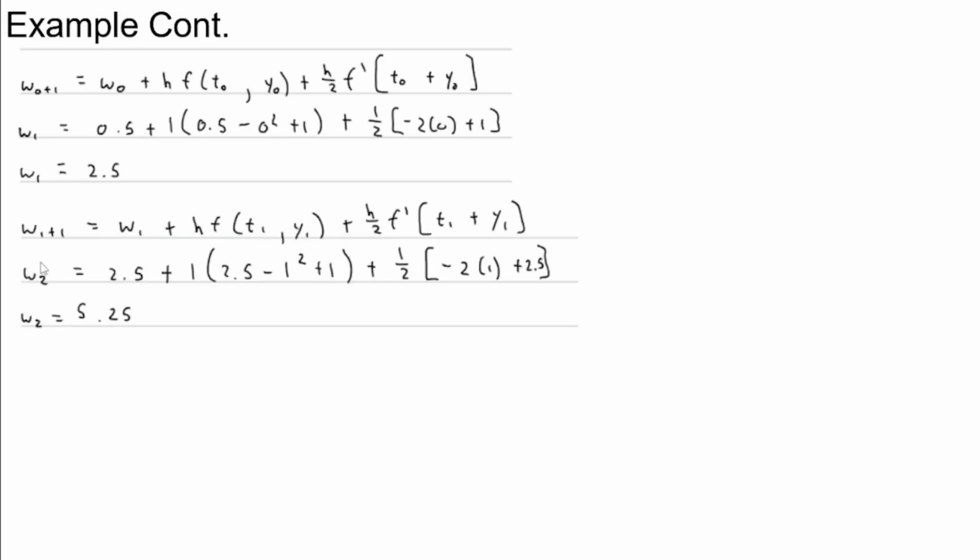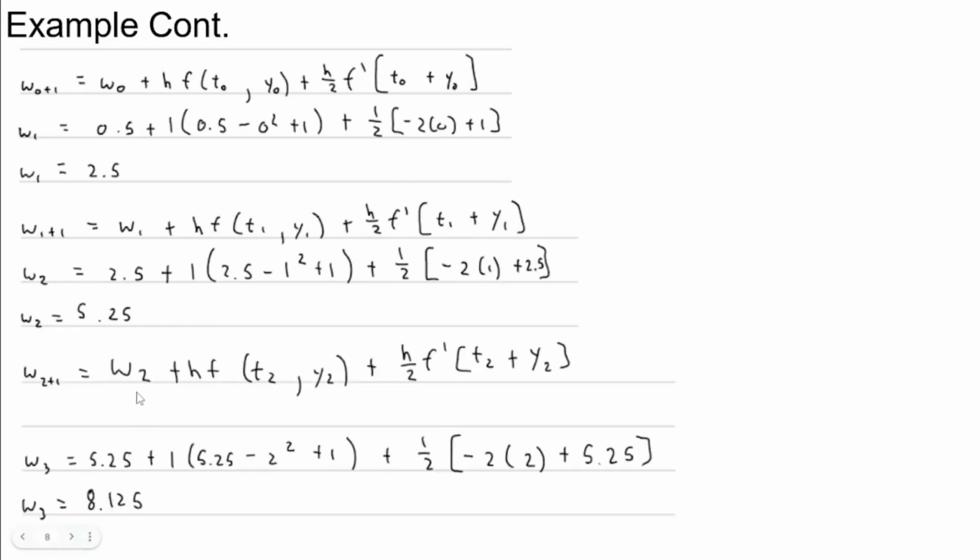To find w2, let's do a second iteration where we use the previous information of w1. w2 is equal to w1 plus h f, the function evaluated at t1 and y1 now, plus h over 2 times the derivative of the function at t1, y1. And so after you do that, it's going to equal to this.